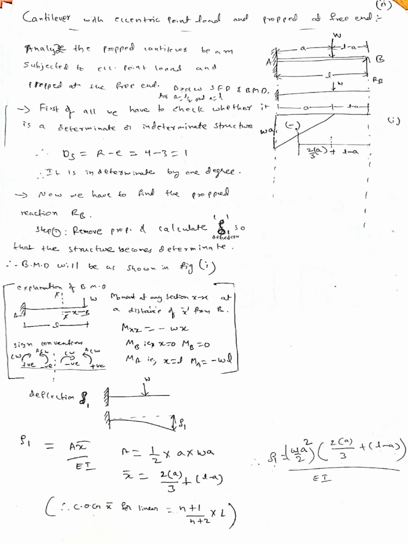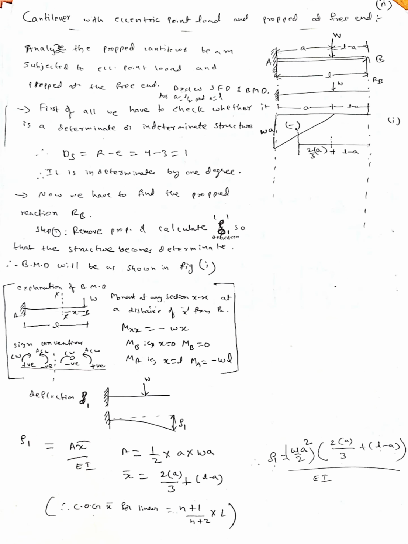Now the formula according to Moment area second theorem: delta 1 equal to A x bar by EI, where A is equal to half into A into WA. x bar is 2 into A by 3 plus L minus A. You can see the bending moment diagram on the right side. This is your bending moment diagram, WA negative, and the area is half into A into WA.